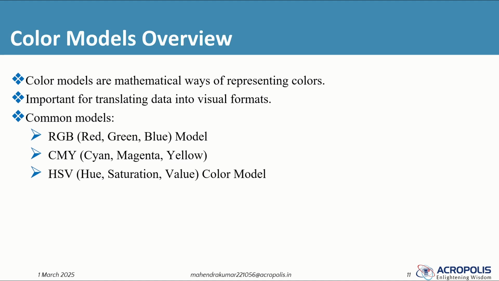Now that we understand how data is mapped to colors, let's explore how colors themselves are defined. This is where color models come in. Color models are mathematical representations that allow us to define and work with colors systematically. Here we will cover the four major models: RGB, CMY, HSV, and YIQ. Here YIQ is not present, but further we will learn about it.